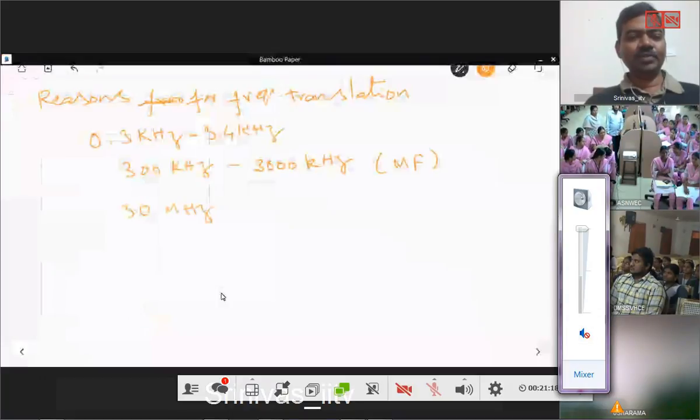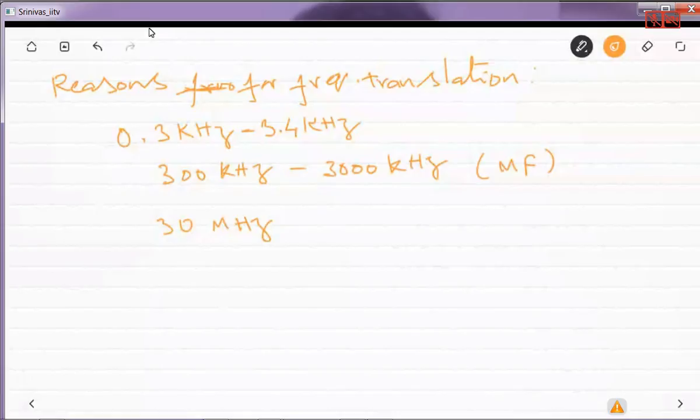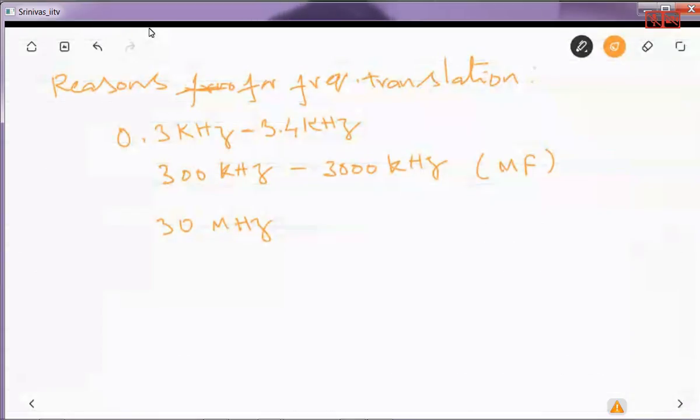Yeah, so I hope you are able to see 0.3 kilohertz to 3.4 kilohertz. In this course, we'll be mainly talking about translating that to 300 kilohertz to 3000 kilohertz, which is the medium frequency range. And this is where all our amplitude modulation systems work, right? So this is the place for amplitude modulation.